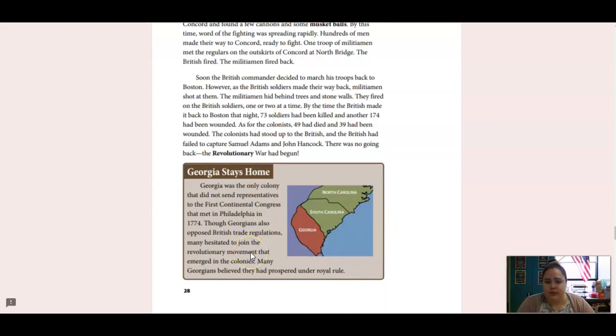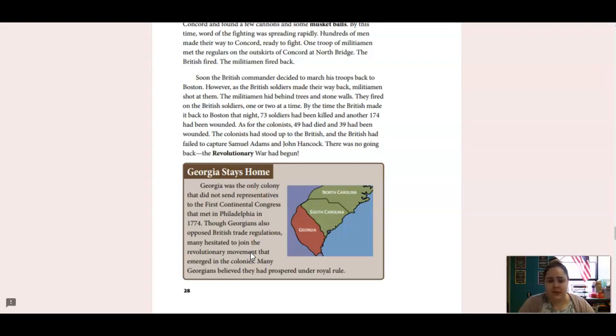Soon the British commander decided to march his troops back to Boston. However, as the British soldiers made their way back, militiamen shot at them. The militiamen hid behind trees and stone walls. They fired on the British soldiers 1 or 2 at a time. By the time the British made it back to Boston that night, 73 soldiers had been killed and another 174 had been wounded. As for the colonists, 49 had died and 39 had been wounded.